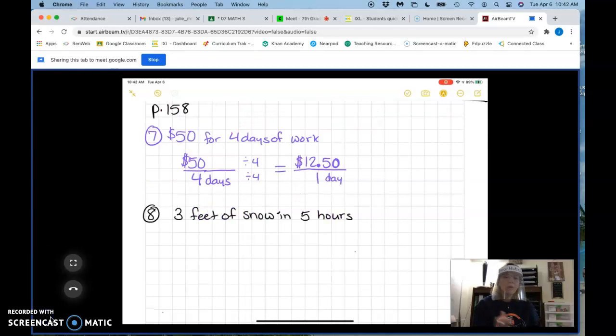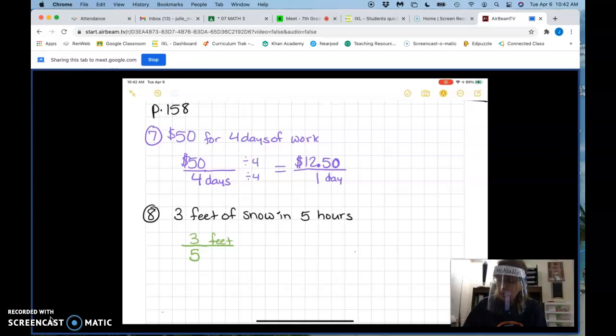All right, last problem. 3 feet of snow in 5 hours. Remember, we're doing rates, so my units are supposed to be different. What will my fraction look like? 3 over 5. You got it. And remember, with rates and unit rates, we want to write our units. So I have feet on the top and hours on the bottom. 3 feet to 5 hours.